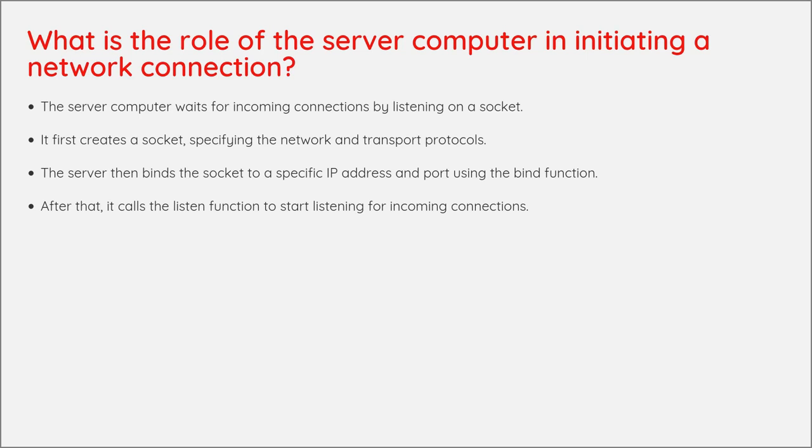What is the role of the server computer in initiating a network connection? The server computer waits for incoming connections by listening on a socket. It first creates a socket, specifying the network and transport protocols. The server then binds the socket to a specific IP address and port using the bind function. After that, it calls the listen function to start listening for incoming connections.